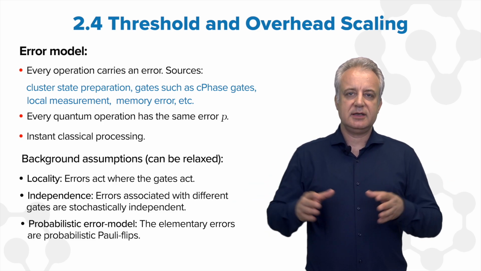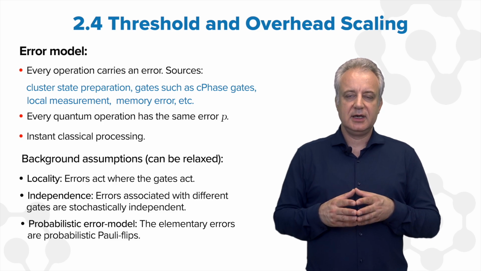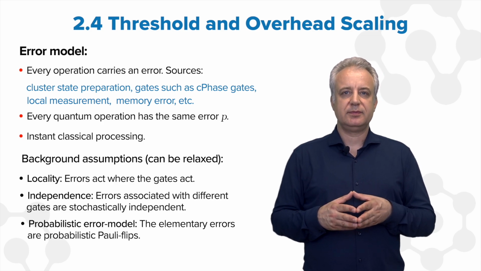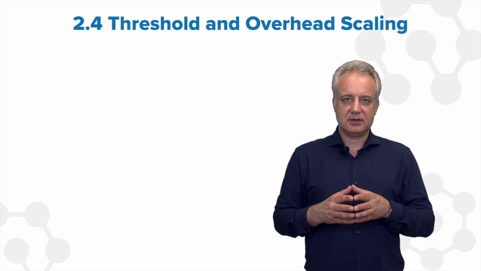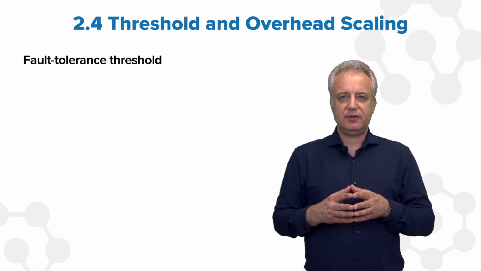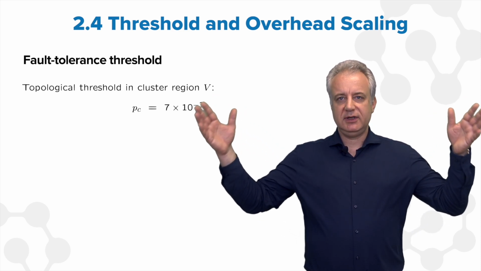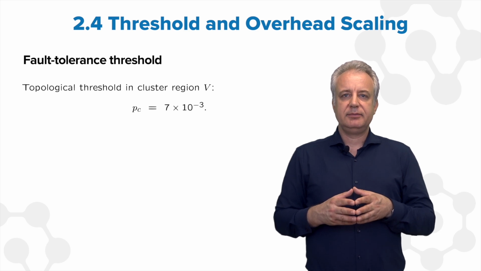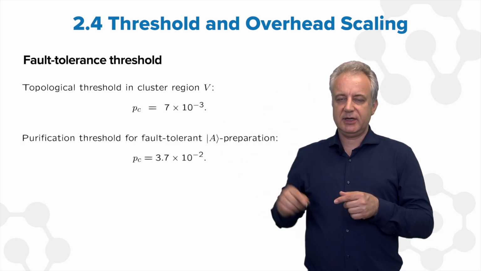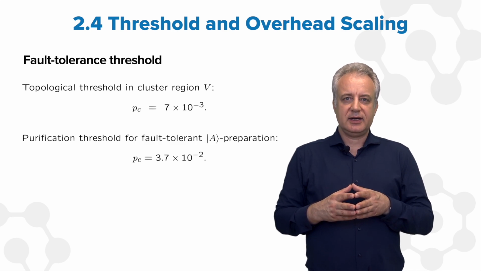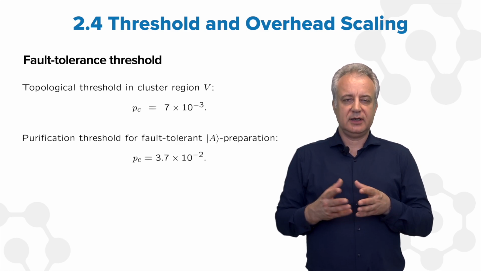All these assumptions can be relaxed. They are not absolutely necessary, but in our numerical simulations, this is what we assume. Under these assumptions, we come up with the following thresholds. There are two. One is for the topological error correction in the V region that I explained to you, and that's 0.75%. And then remember the last gates I showed, magic state preparation and injection. That operation has its separate threshold, and it is higher, above 2%.